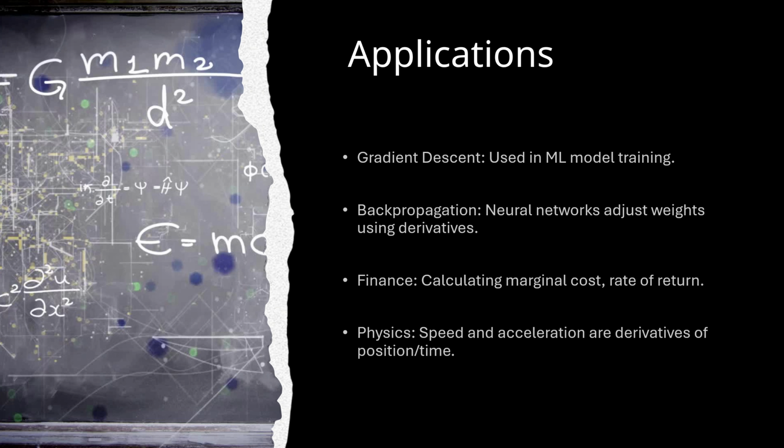Moving on to the applications. Derivatives power critical applications. In AI/ML, gradient descent updates weights via loss derivatives. Backpropagation is the repeated application of the chain rule in neural networks using derivatives. In physics, computing velocity and acceleration from position data. In finance, calculating marginal cost and rate of return. Without derivatives, modern optimization and predictive modeling would be impossible.